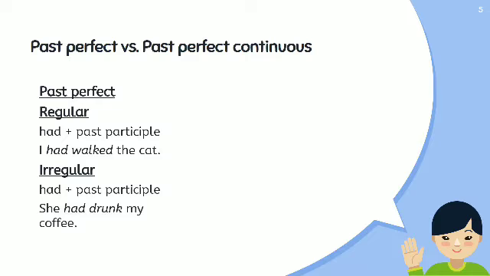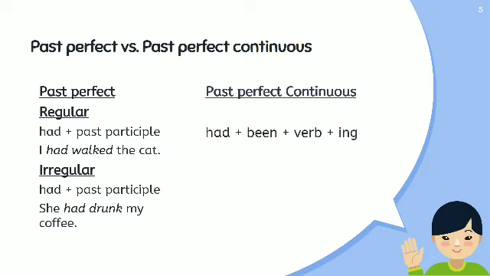The past perfect continuous is made with the auxiliary have, in the past simple form, which is had, then the past participle of the verb to be, which is been, and then the base form of the verb and ing. For example, I had been walking the cat and she had been drinking my coffee.